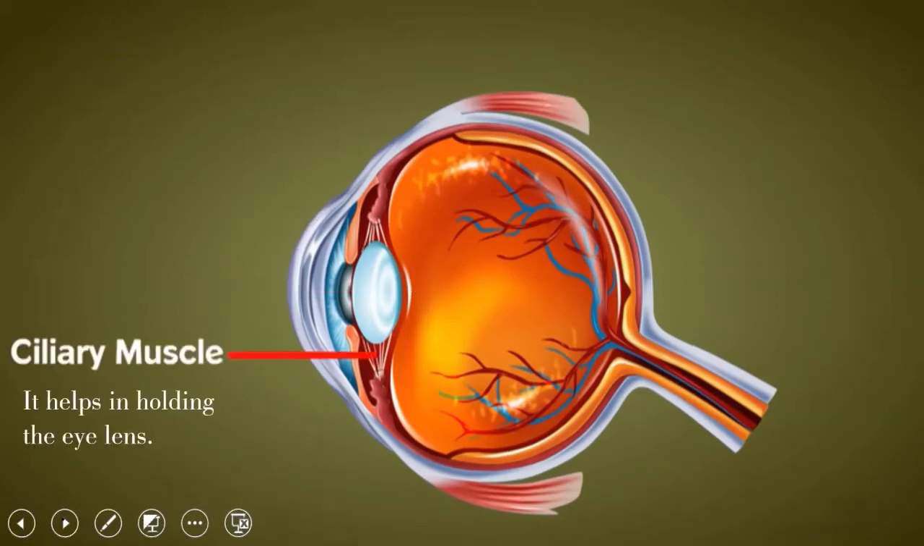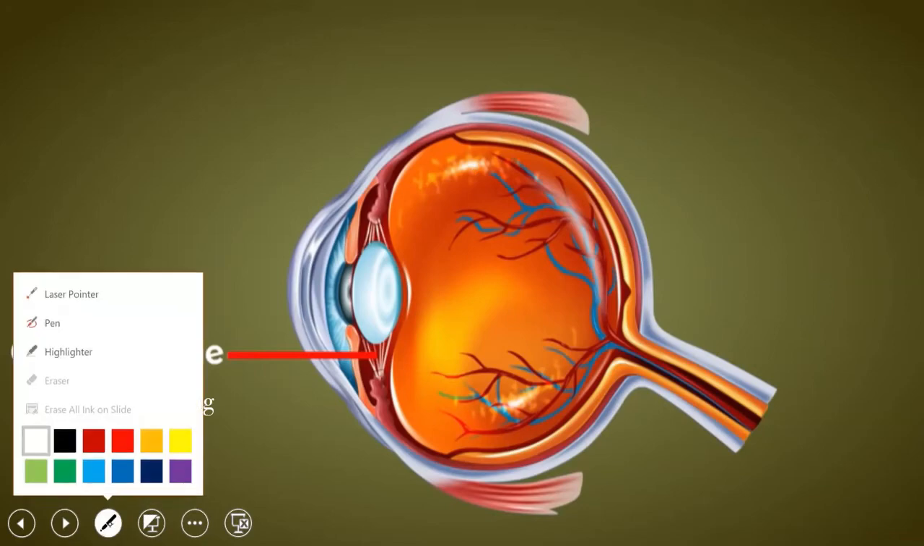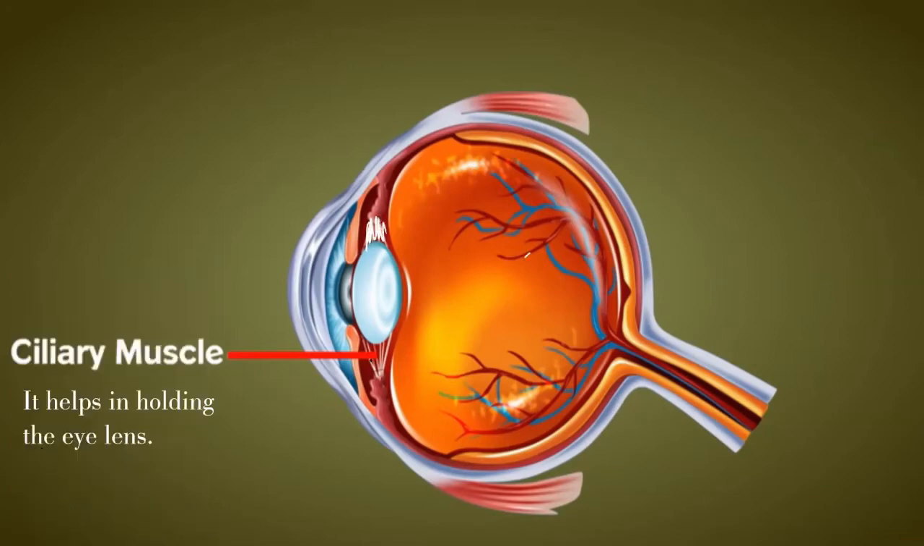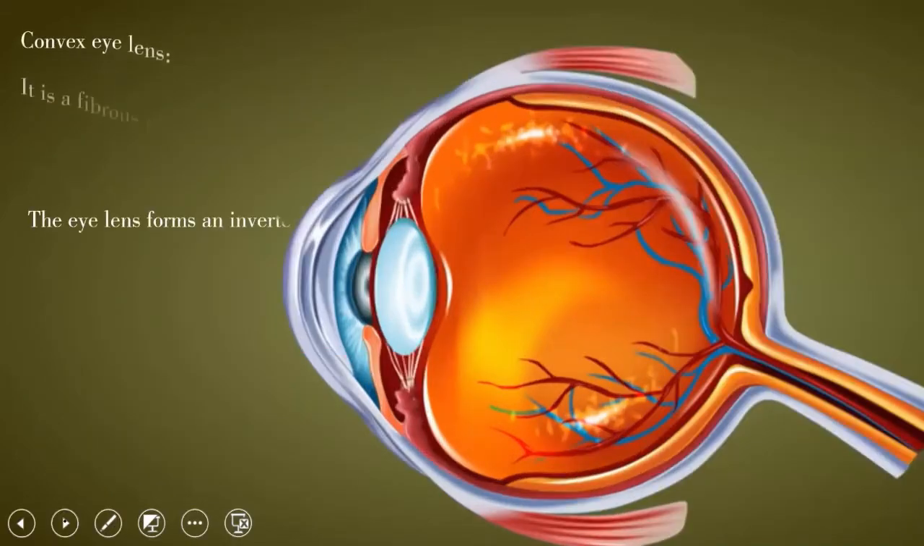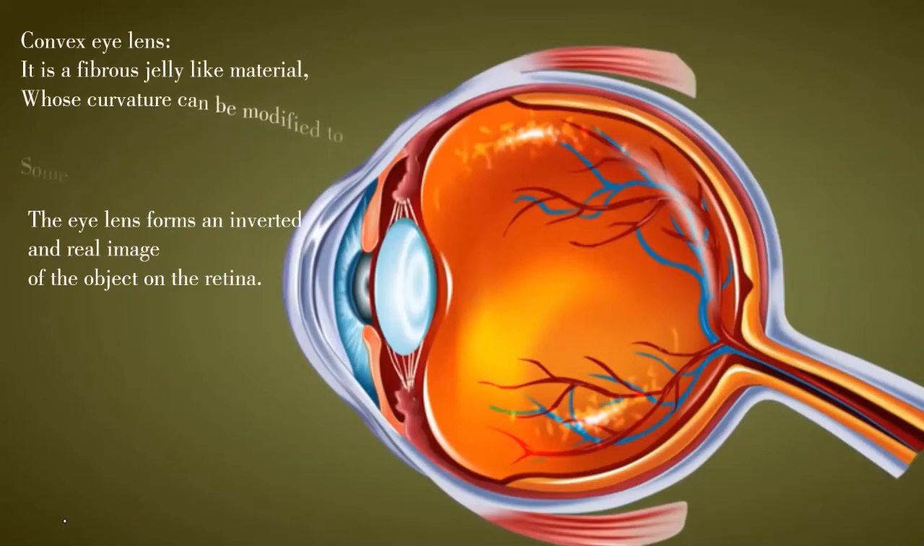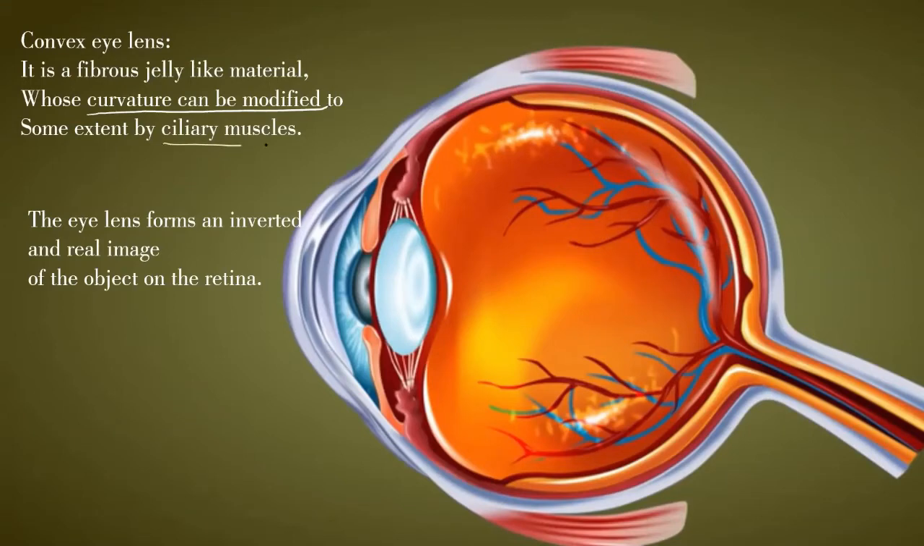As I told you, we have ciliary muscles. What do the ciliary muscles do? These ciliary muscles are holding the eye lens together, basically, right? So this is the ciliary muscle, which is holding the eye lens together. It's a fibrous, jelly-like material whose curvature can be modified. Curvature can be modified, that means it can adjust its focal length. Who helps in adjusting the focal length? The ciliary muscles, which are holding the lens, help in adjusting the focal length.